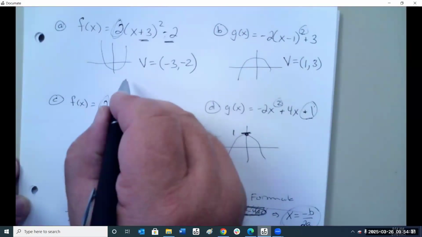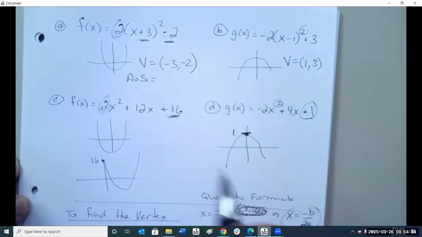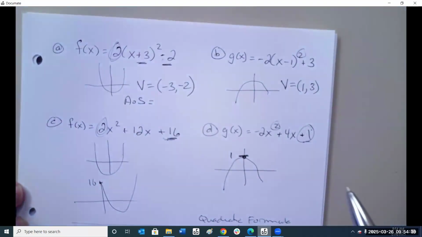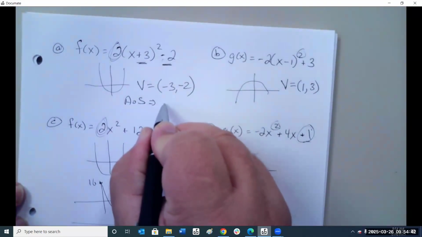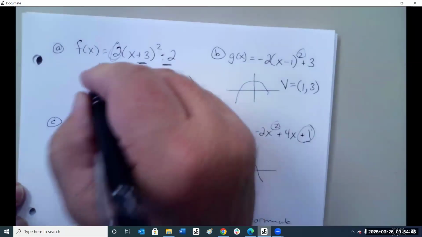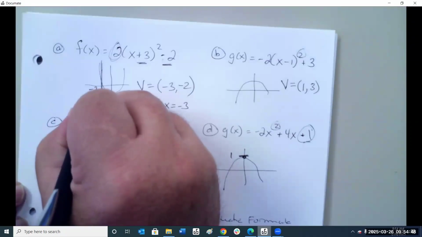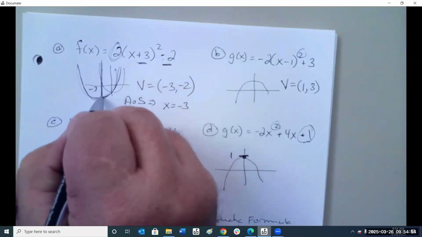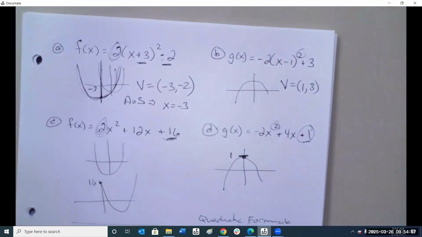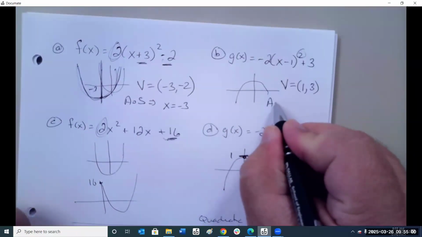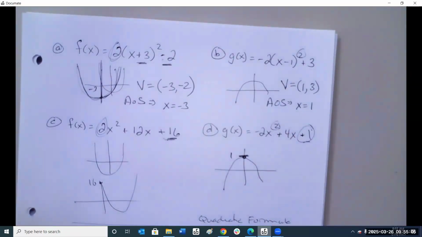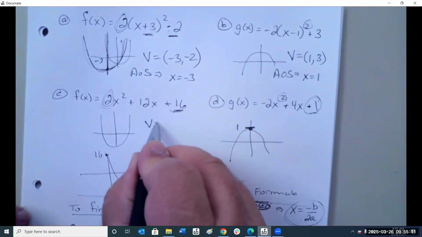So in this one, what is my axis of symmetry? This one here is the line x equals -3. At -3, that's my axis of symmetry. So my graph will look something like this. The axis of symmetry of this one is the line x equals +1. It's a vertical line, x equals. What's the vertex for this one?